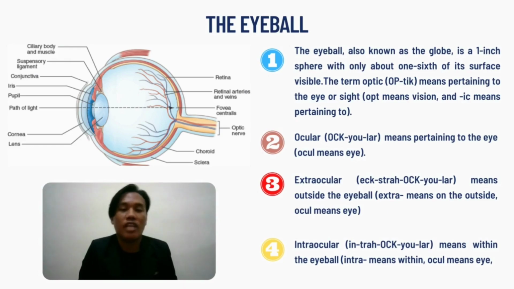Next one is extraocular, which means outside the eyeball. Extra means outside, ocu means eye, and ar means pertaining to. And then intraocular means within the eyeball. Intra means within, ocu means eye, and ar means pertaining to.